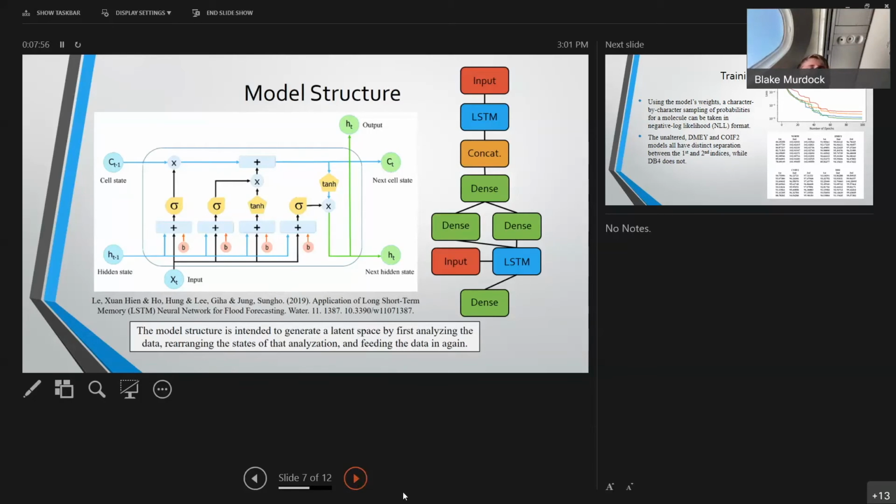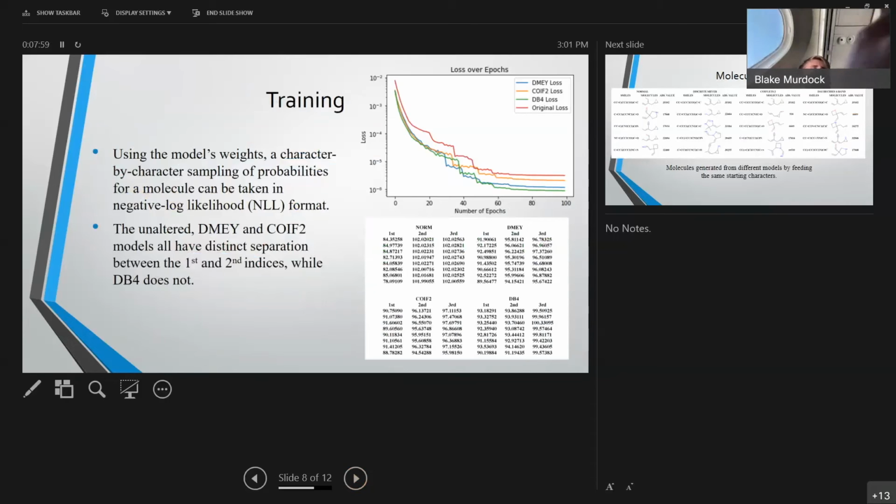Next slide. So for training, as you can see on the top left, this is the training over epochs. An epoch is just a cycle of the model. It goes through a certain amount of data, stops, and then goes through the same amount of data again with the model having been trained up to that point. As you can see, the unaltered data actually has the highest loss at the end, and the asymmetric DB4 has the lowest loss. However, we'll see in a second that this isn't necessarily only a good thing.